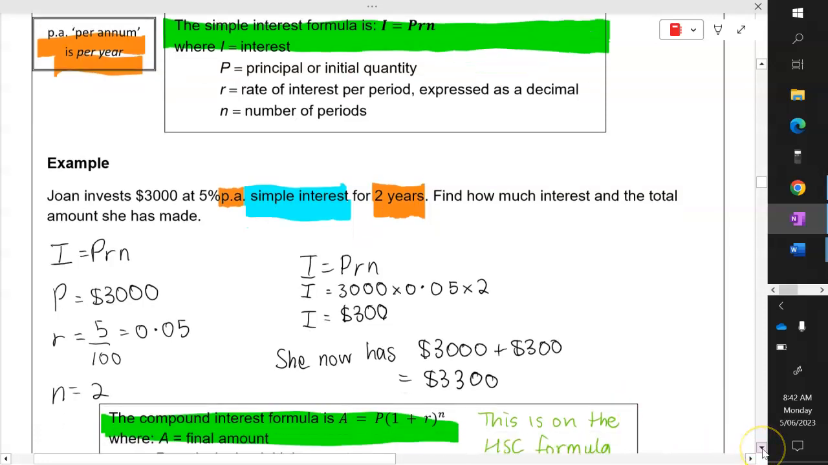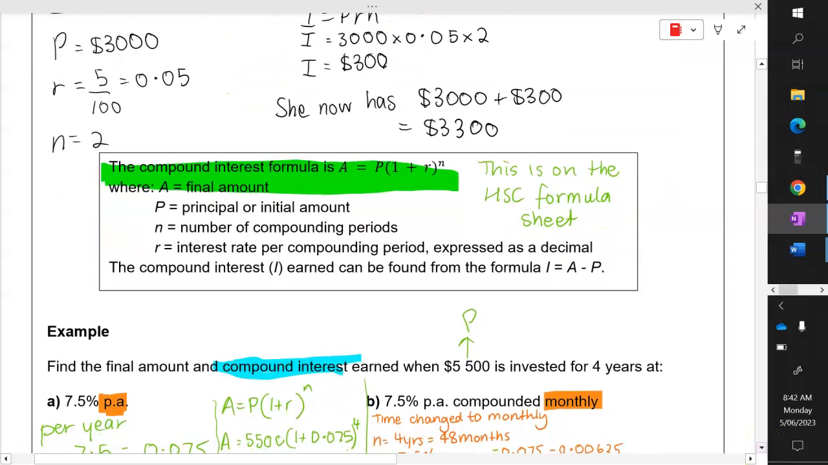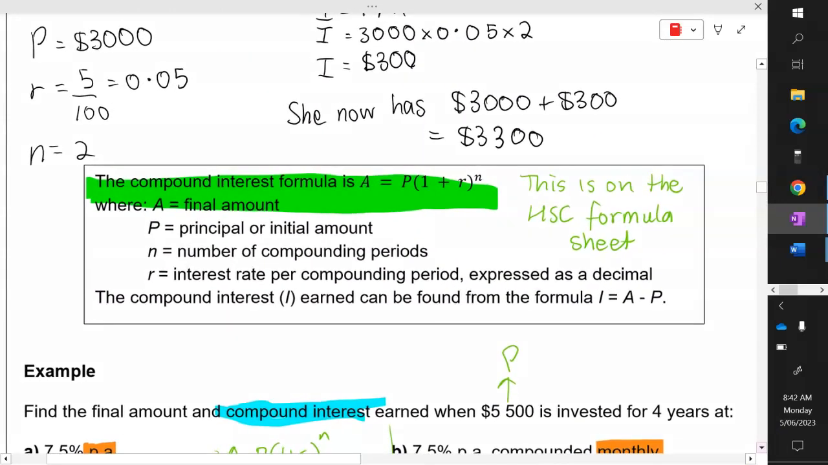The main ones we're going to have a look at in advanced maths, though, are going to be compound interest questions. And what happens with compound interest is you're getting interest each time period, and that's being added on to your principal amount, and then your next round of interest is being added on to the new amount plus the interest. So it's growing exponentially.